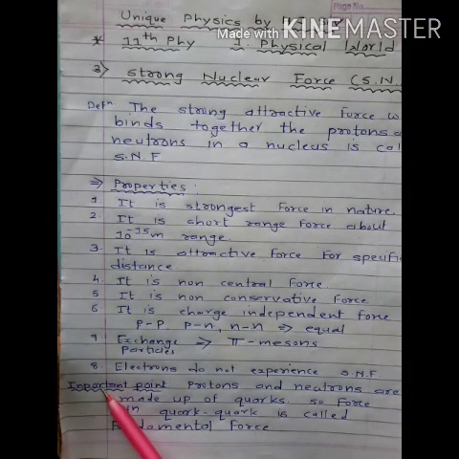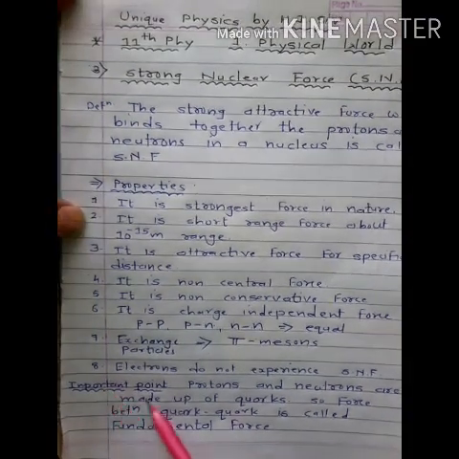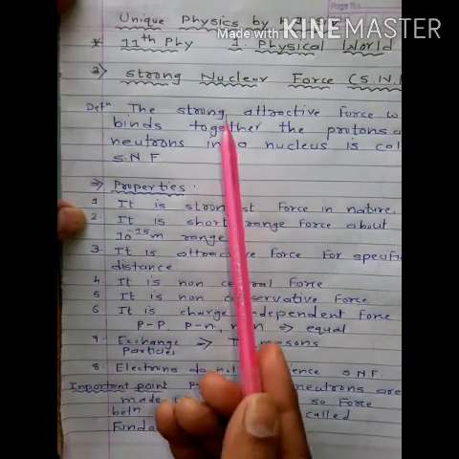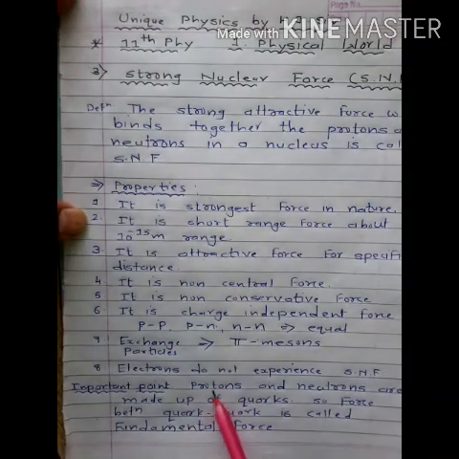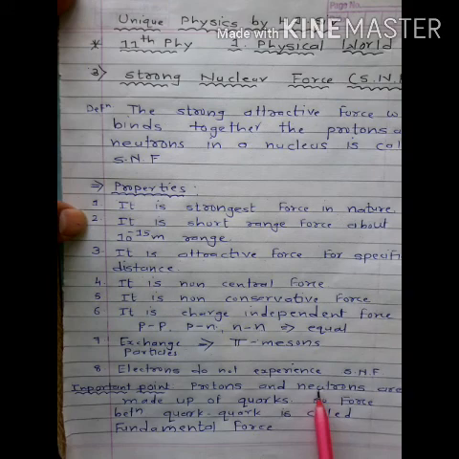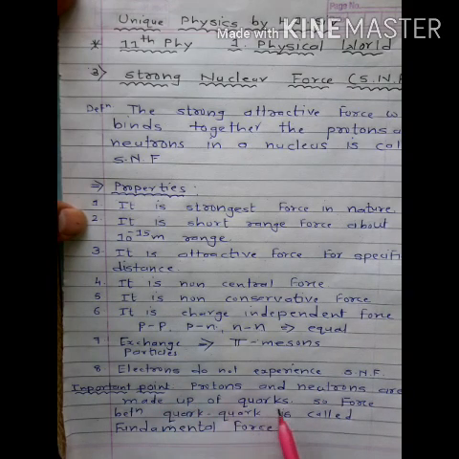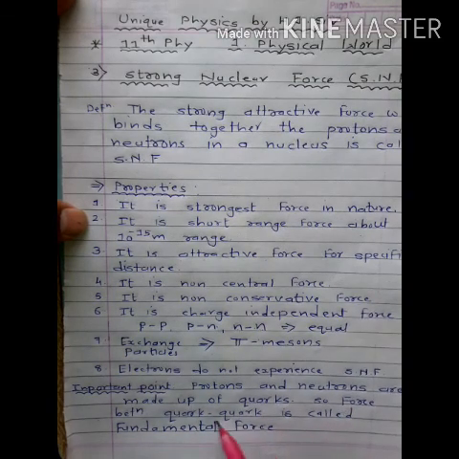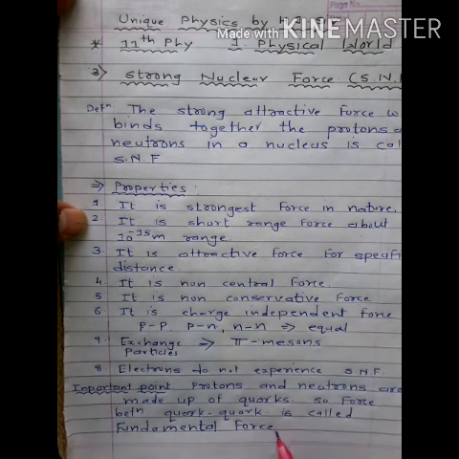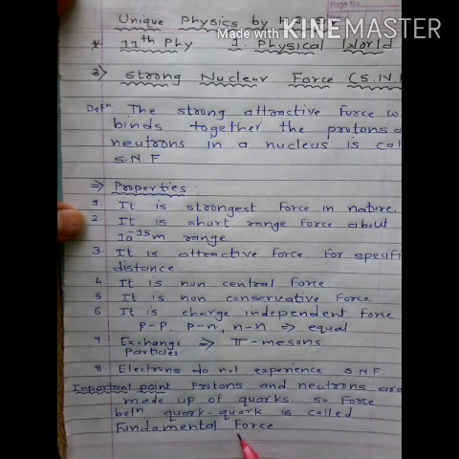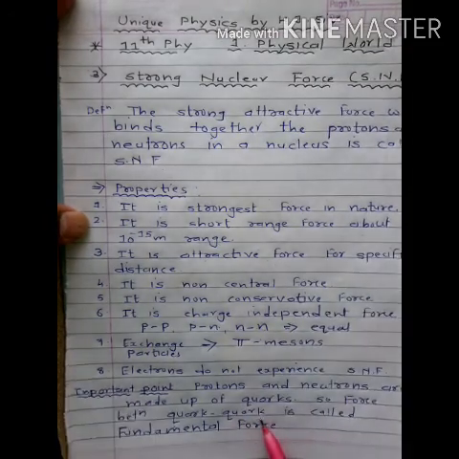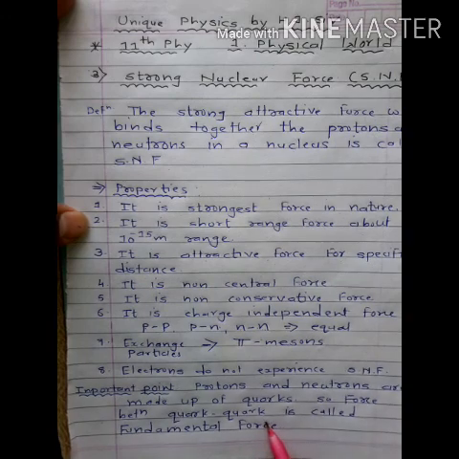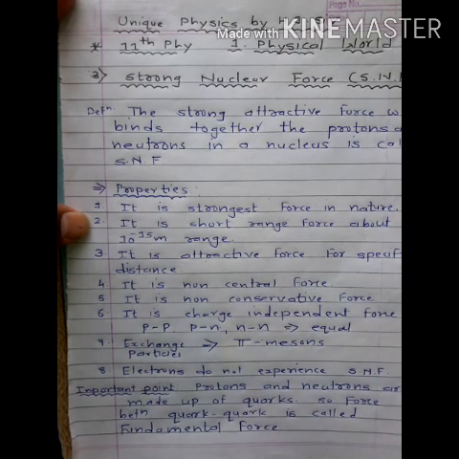Now remember an important point for strong nuclear force. Here we consider strong nuclear force acting between proton and neutron, but advanced study suggests that protons and neutrons are made up of quarks. So the force between quarks is called the fundamental force. So we can say that strong nuclear force is not a fundamental force, but the quark force is known as the fundamental force. Thanks.